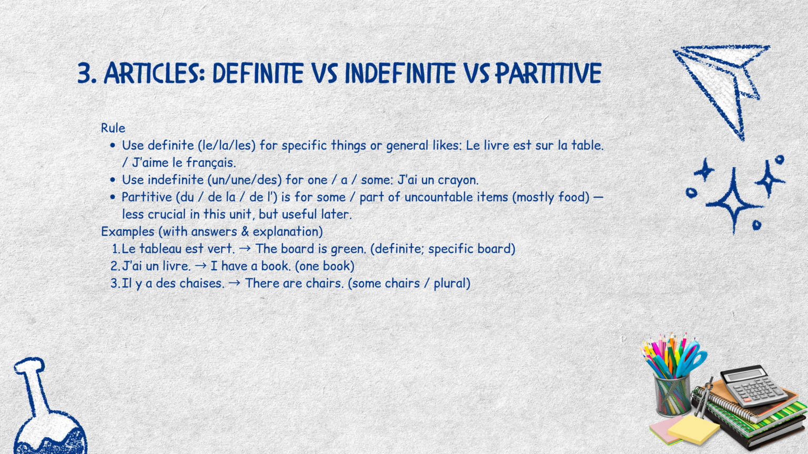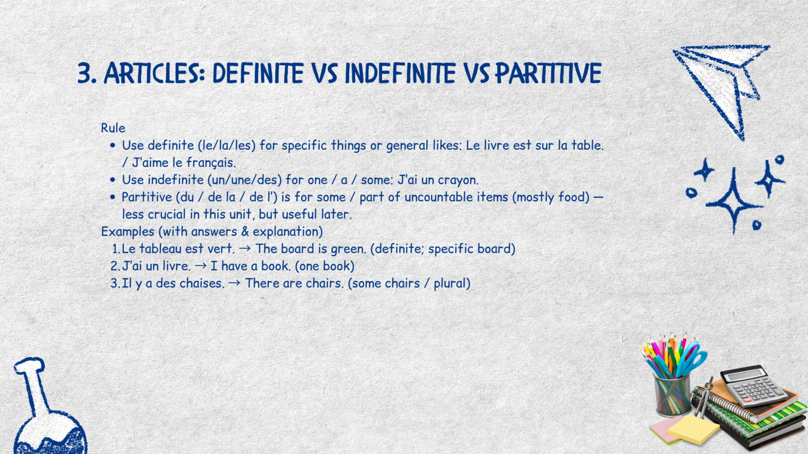Now, we are going to learn about partitive articles, words that we use to talk about some or a part of something in French. Let's take it step by step. In English, when we talk about something we cannot count, we often say some or any. For example, I want some water. I eat some bread. There isn't any milk. In French, we use partitive articles to express this idea of some or any. They show that we are talking about an unknown quantity, not the whole thing, and not a specific number.